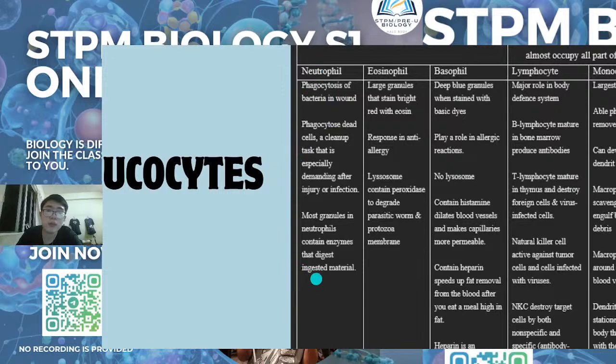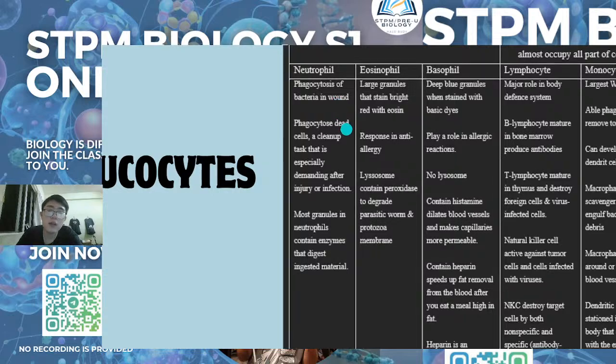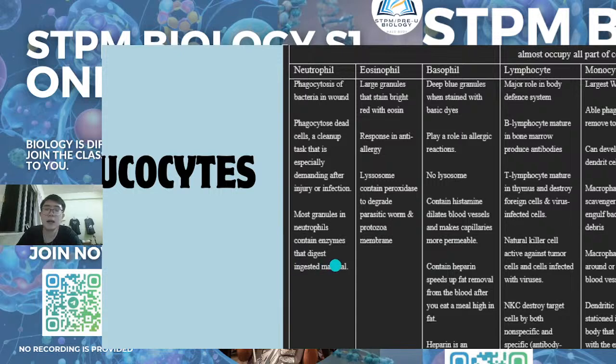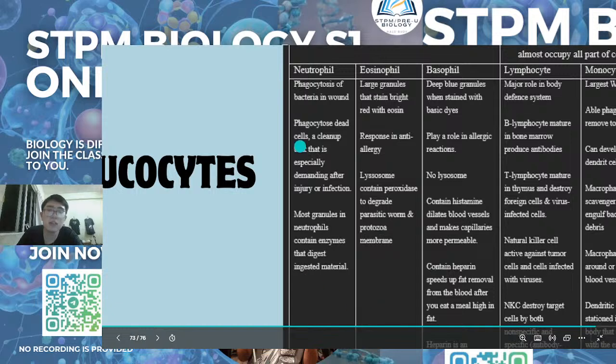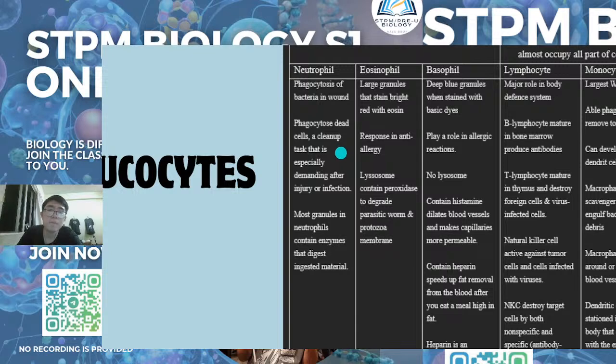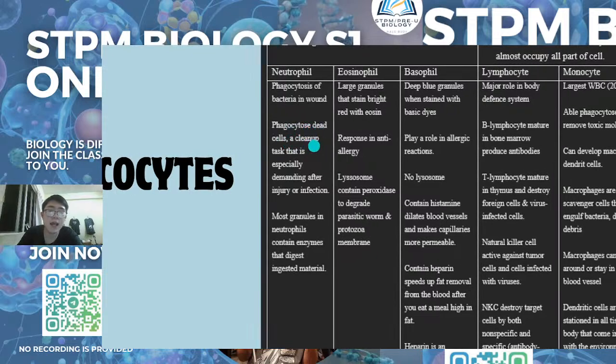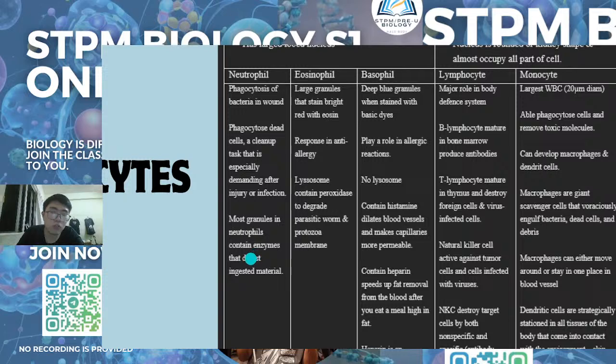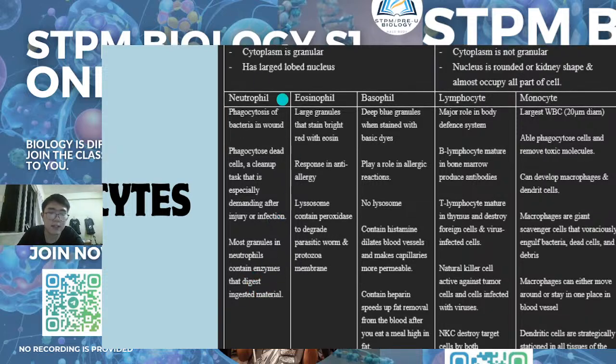Neutrophil normally plays the role in phagocytosis of bacteria in a wound. If it meets a pathogen like bacteria or virus, it will engulf that bacteria. It will also phagocytose dead cells, cleaning up debris, which is especially demanding after injury or infection. Most granules in neutrophil contain enzymes that can digest the ingested material. So neutrophil normally plays the role in phagocytosis.